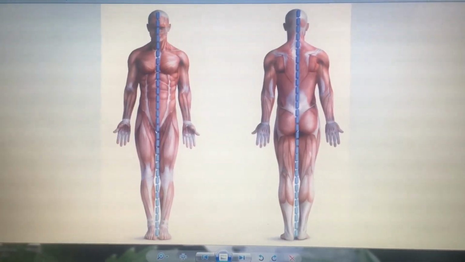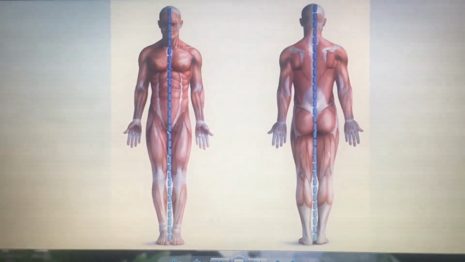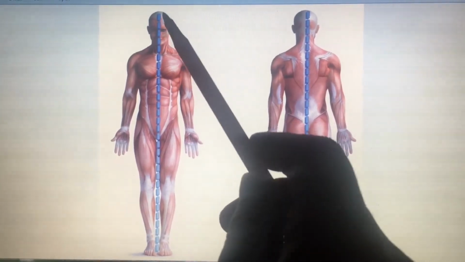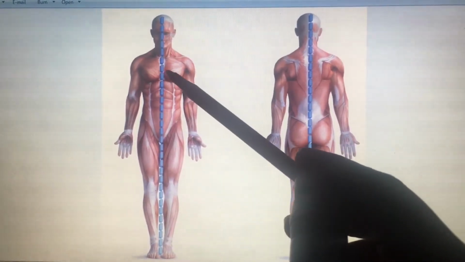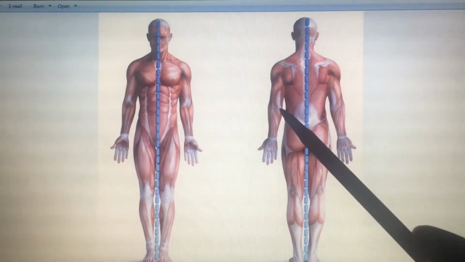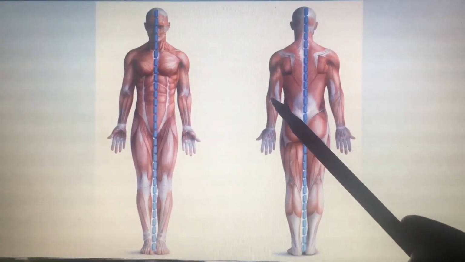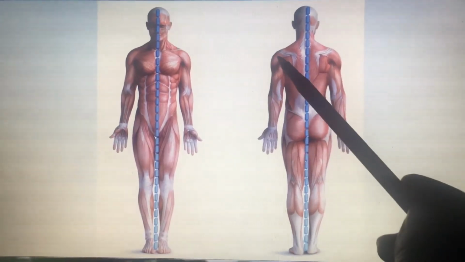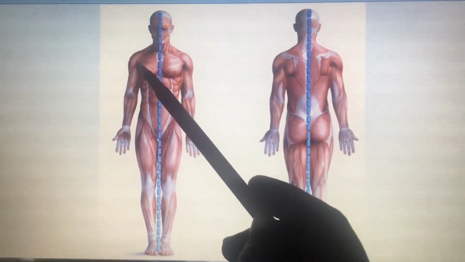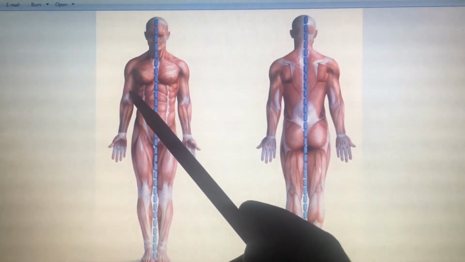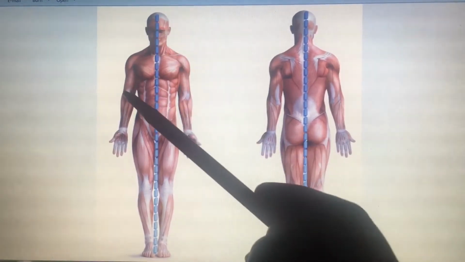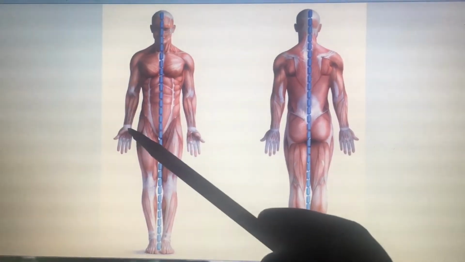Now I will demonstrate the directional terms for the following. We have the head, which is superior to the sternum. The olecranon, which is the elbow, which is better seen in the posterior, is distal to the acromion here. The axilla is proximal to the brachium. The nose is medial to the eyes. The elbow is proximal to the carpus.